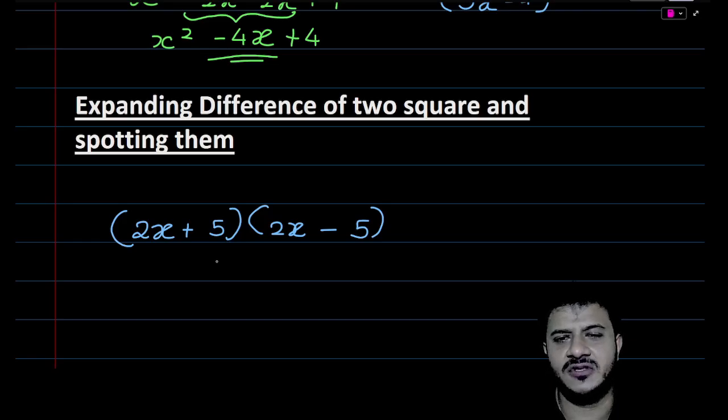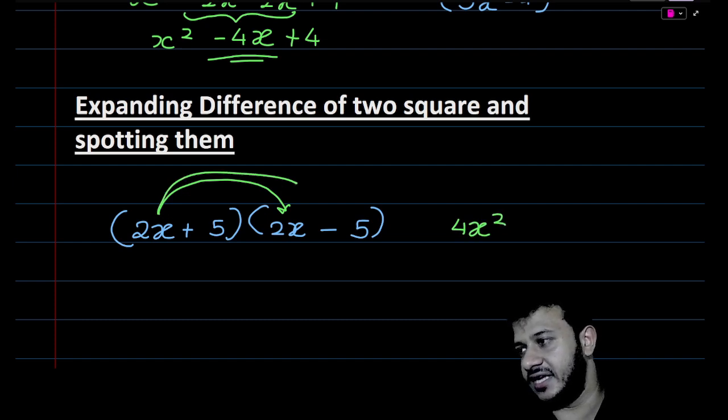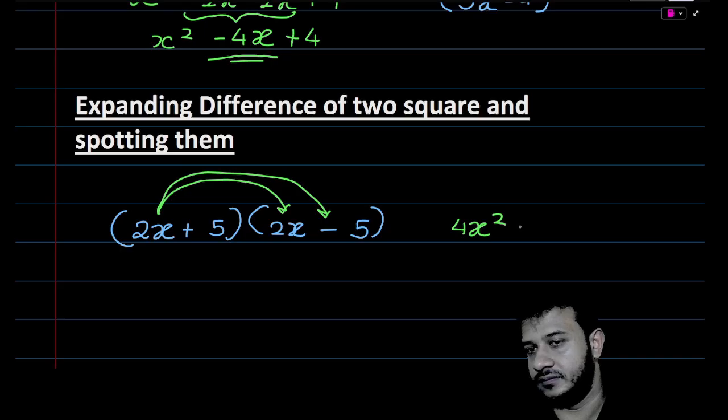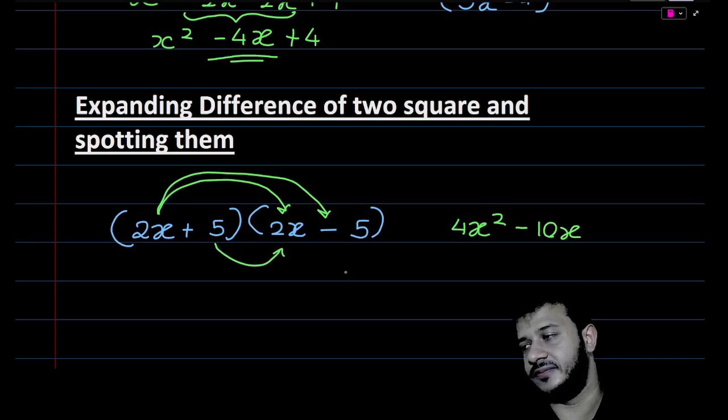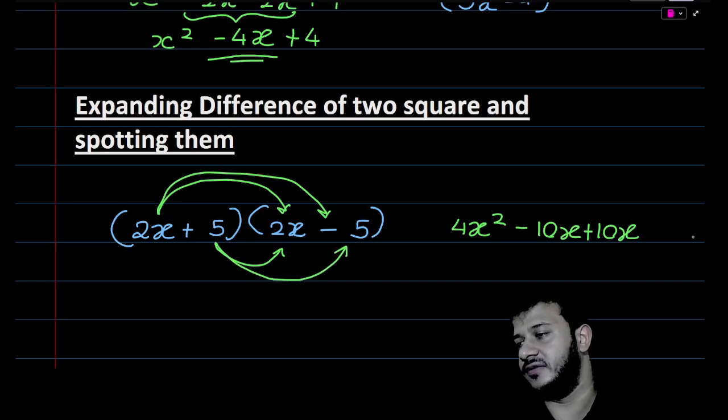What does it mean by difference of two squares? Actually, when you expand it, you will understand it more clearly. So let's expand it together. 2x times 2x, how much is that, sir? 4x squared. 2x times negative 5 is negative 10x. Positive 5 times 2x is positive 10x. And then positive 5 times negative 5 is negative 25.